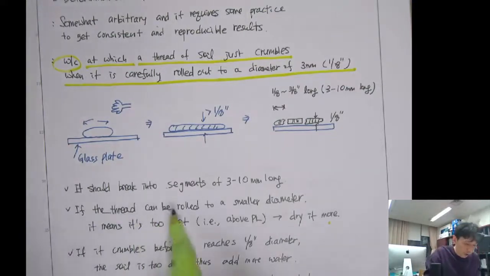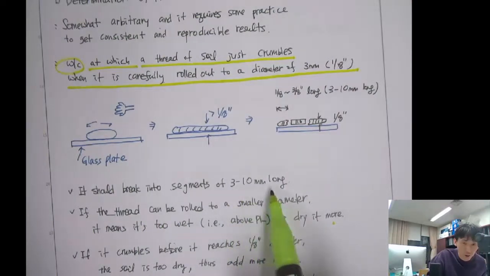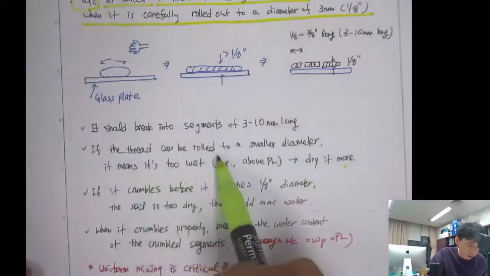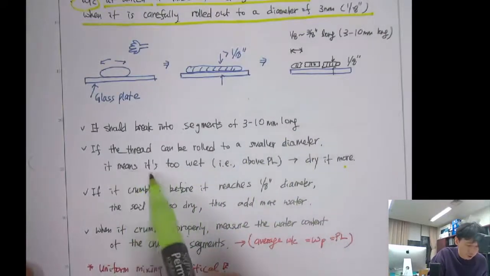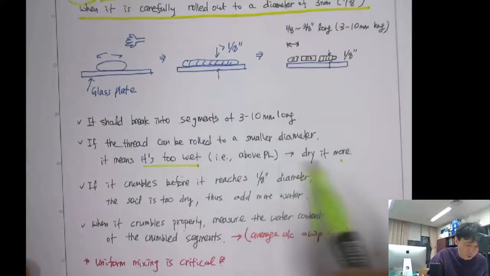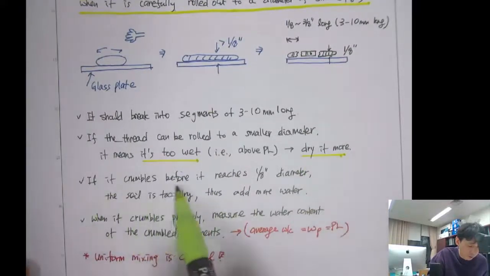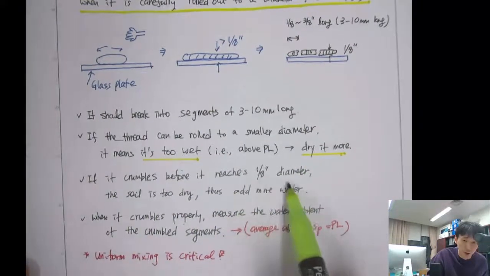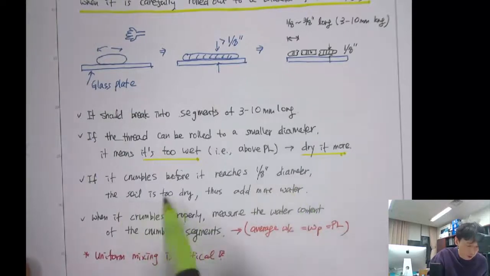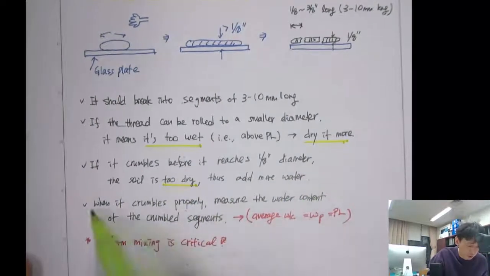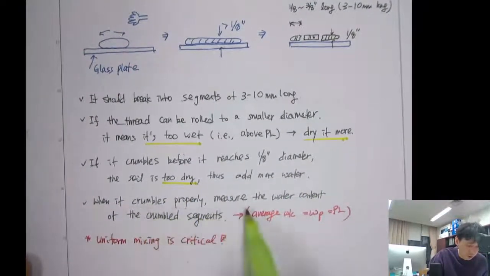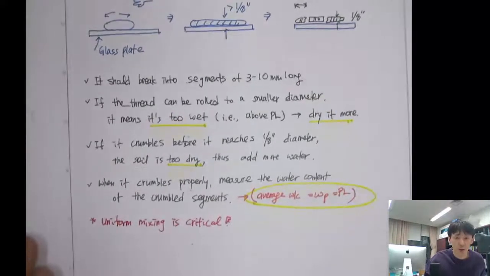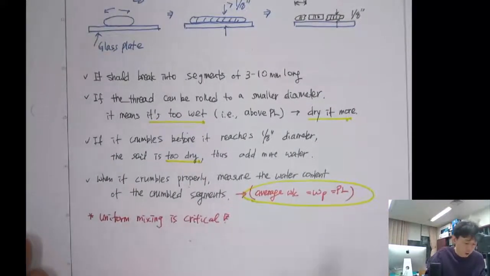So it should break into segments of 3 to 10 millimeters long. If the thread can be rolled to a smaller diameter, it means it's too wet, so you have to dry it more. If it crumbles before it reaches 3 millimeter diameter, then the soil is too dry, so just add more water. When it crumbles properly, measure the water content of the crumbled segments, and the average water content tells you the plastic limit. And here the uniform mixing is critical.